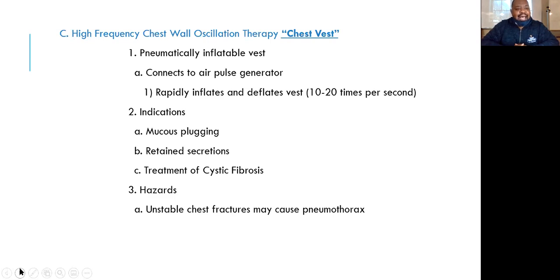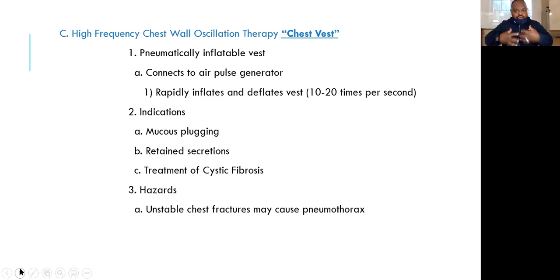HFCWO. That's high frequency chest wall oscillation, also known as the chest vest. This is a pneumatically powered vest that the patient can put on, zip it up, or strap it up, however it's made. It has two hoses that come off of it. They go to the machine. It connects to an air pulse generator. That generator rapidly inflates and deflates the vest 10 to 20 times per second.